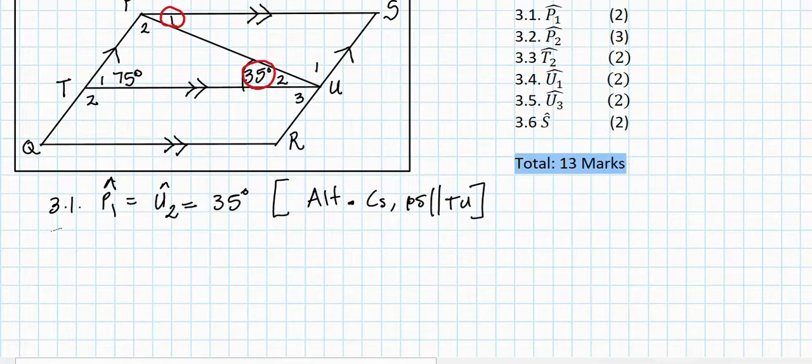And then 3.2. They said you must find angle P2 for 3 marks. Well, if they said for 3 marks, then I bet there is some calculation in it. Where is P2? Let's find it quick. Where's my mouse? Oh, there we go.